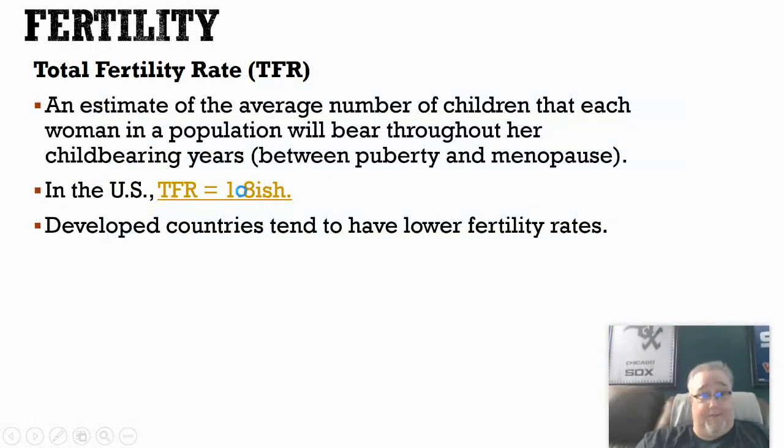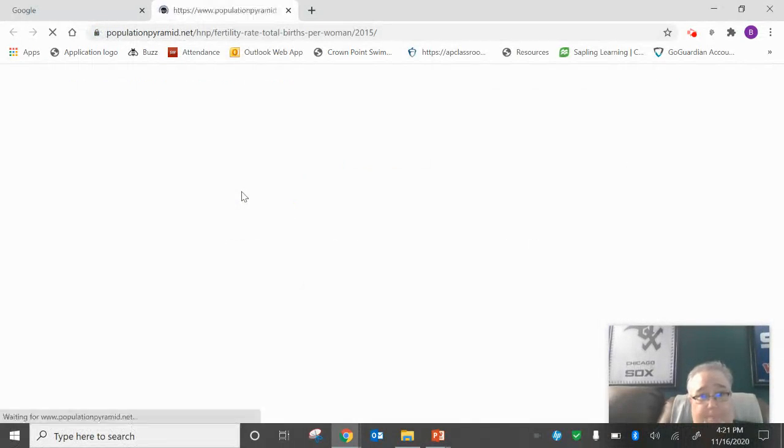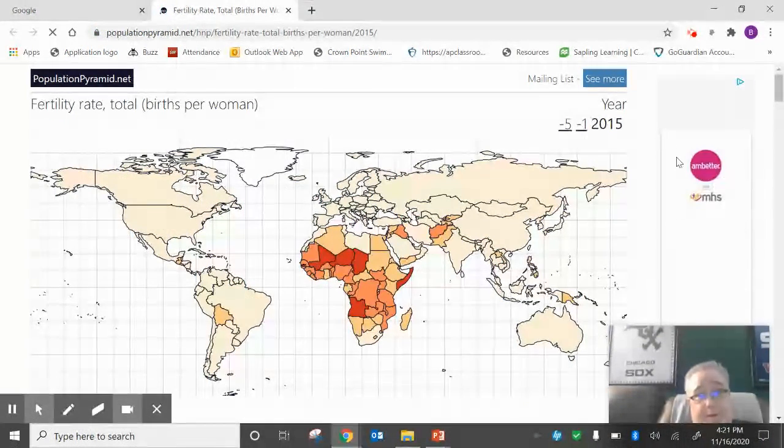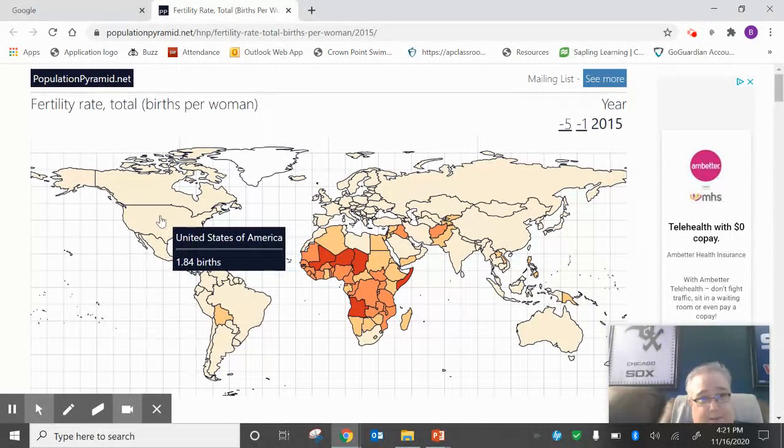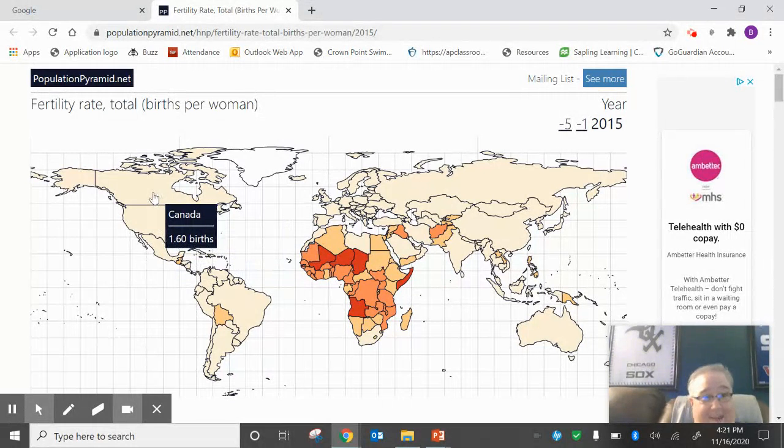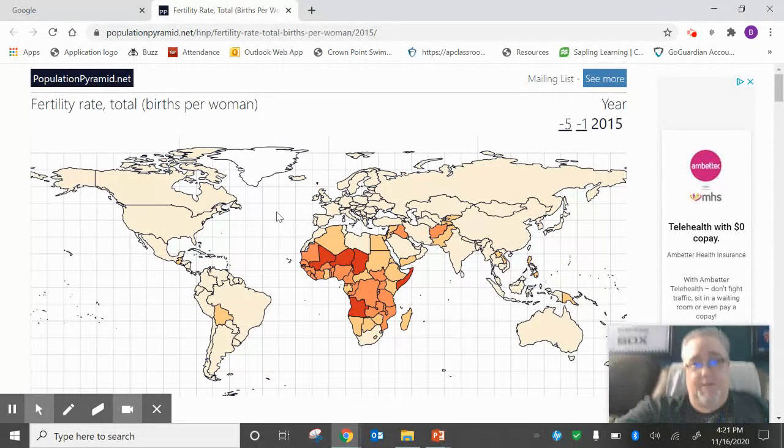I'm going to go to a chart real quick. I can bring this up. Here we go. This is from 2015, so it's a little bit outdated, but you'll notice here there's the US, right? Our TFR is about 1.84. Canada, it's about 1.6. Mexico, it's about 2.2-ish. But what I really want you to look at is over here in Africa. And I'm going to be pointing to Africa quite a bit in these next couple of videos.